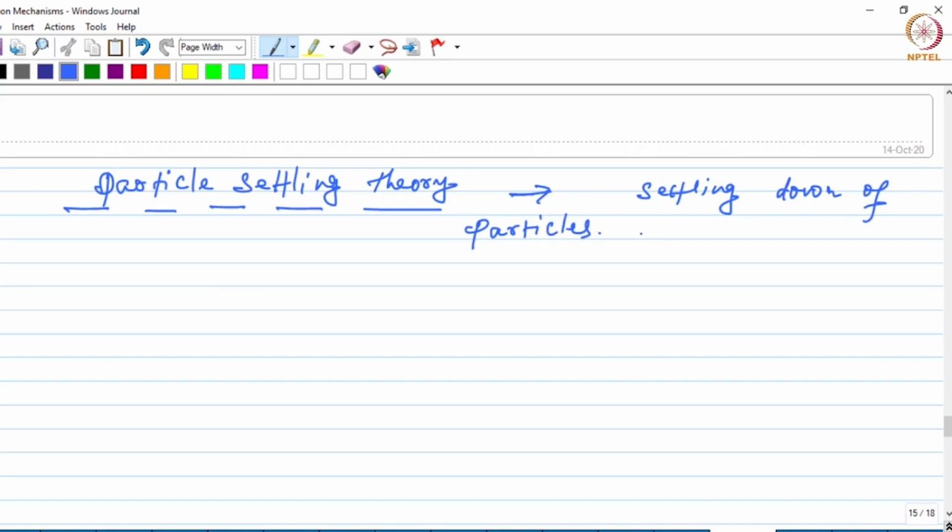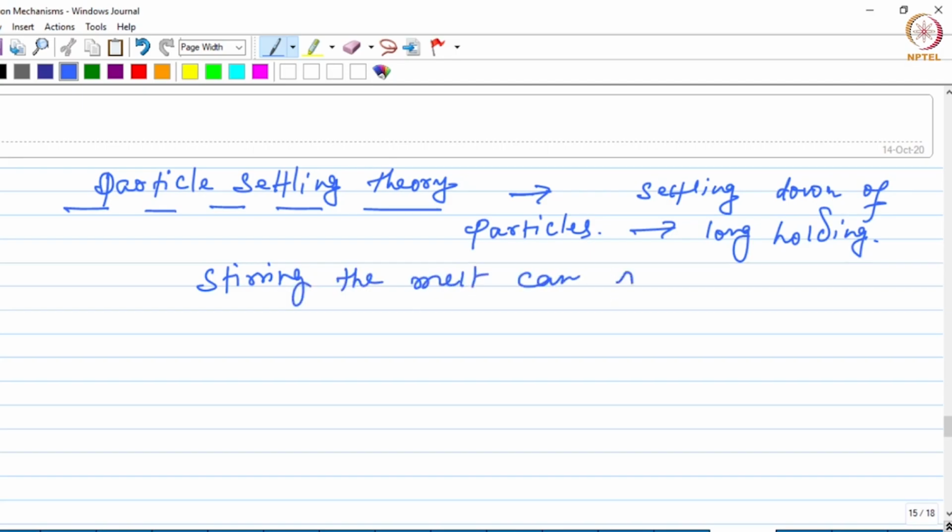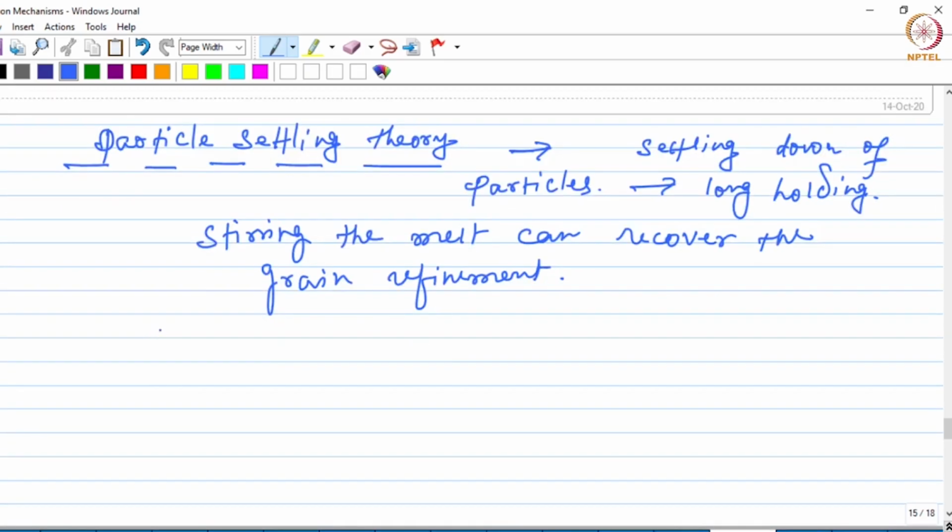Okay, so this can happen if you continue to hold the melt for long. But the grain refinement can be recovered by stirring the melt. Because if you stir the melt, these particles will be again suspended and they will act as the heterogeneous sites, okay? This can be also depicted graphically.